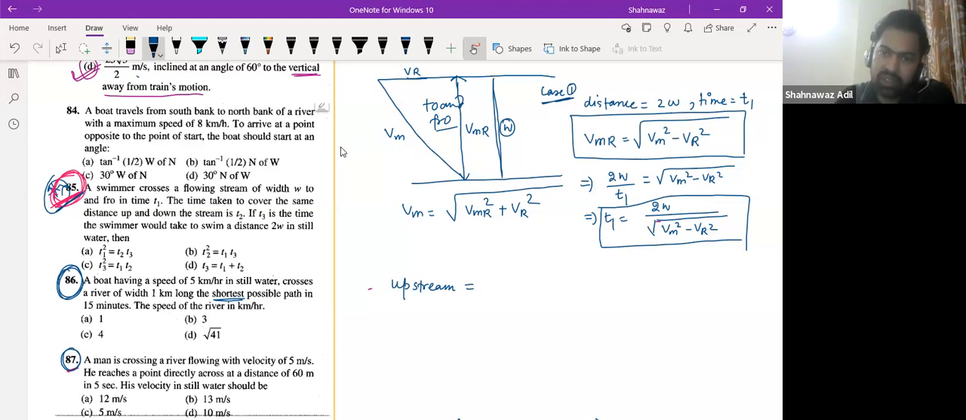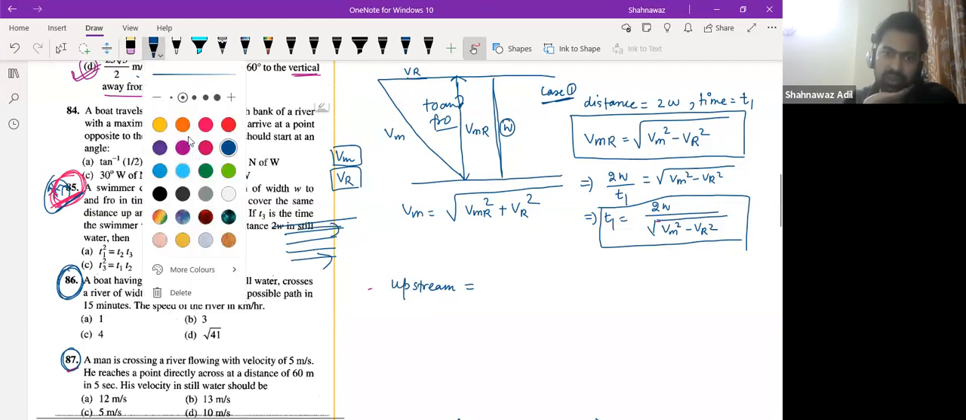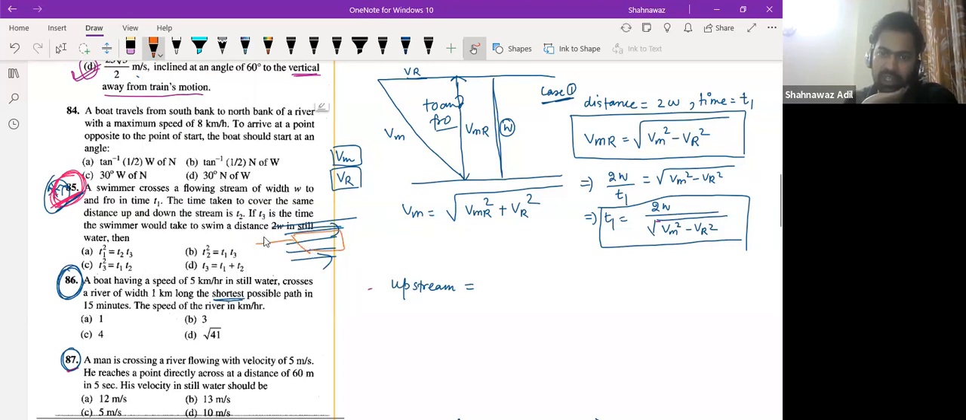We know that the velocity of man is Vm, velocity of river is Vr. So what would be the speed upstream? This is your 10th standard problem. Upstream speed. If this river is flowing in this direction, and the man or the object is moving in this direction, this is called upstream. So what is the velocity in upstream? This river will oppose the motion, right? So what would be the speed, guys? This is a 10th standard problem.